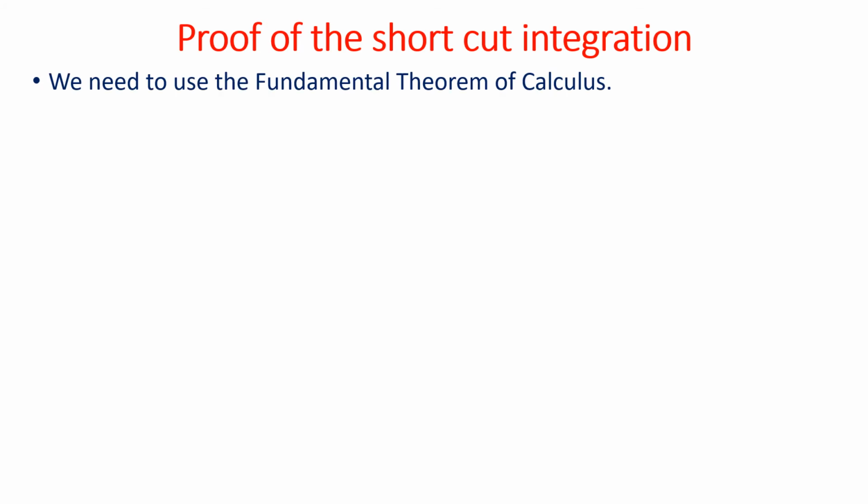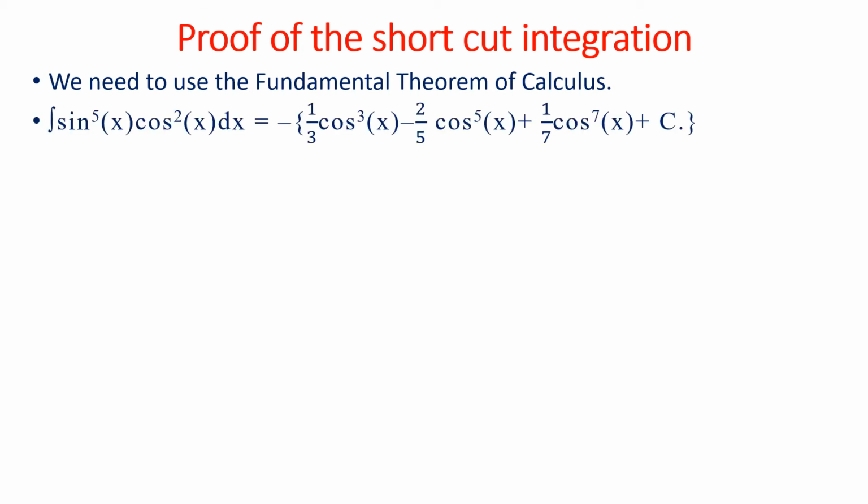So let's recall the function and its integration. It's as follows. The function is sine to the power 5 x cosine square x dx. Its integration is negative of 1 over 3 cosine to the power 3x minus 2 over 5 cosine to the power 5x plus 1 over 7 cosine to the power 7x plus constant, because this is an indefinite integral.